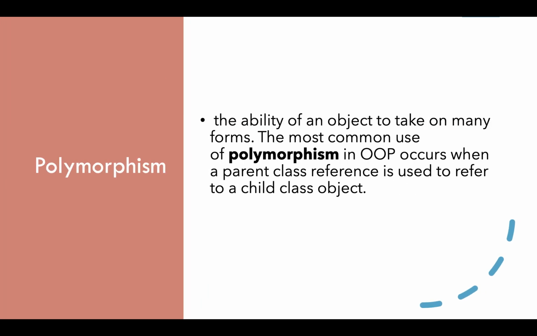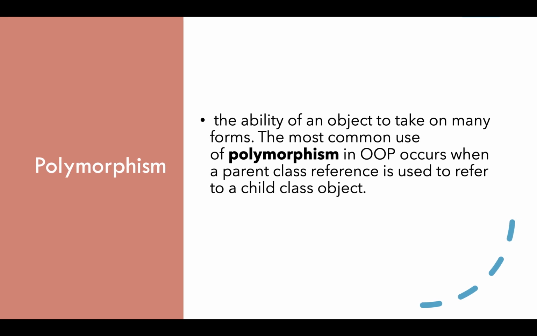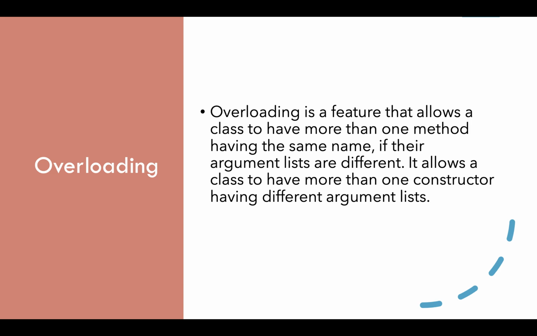Simple. So polymorphism. The definition for this is the ability of an object to take on many forms. The most common use of polymorphism in OOP occurs when a parent class reference is used to refer to a child class object. As the word implies, polymorphism is like different ways, or taking different shapes per se. This applies to our previously defined overriding and overloading.